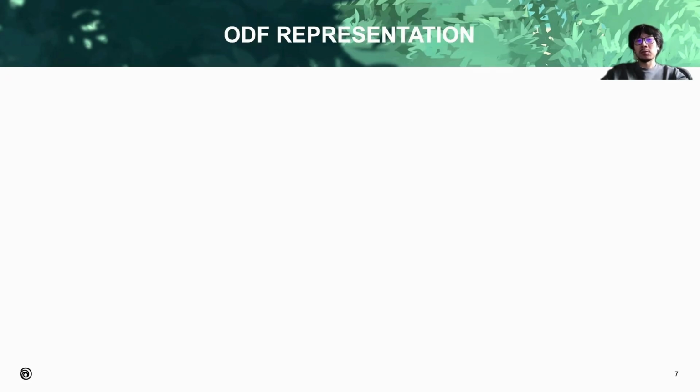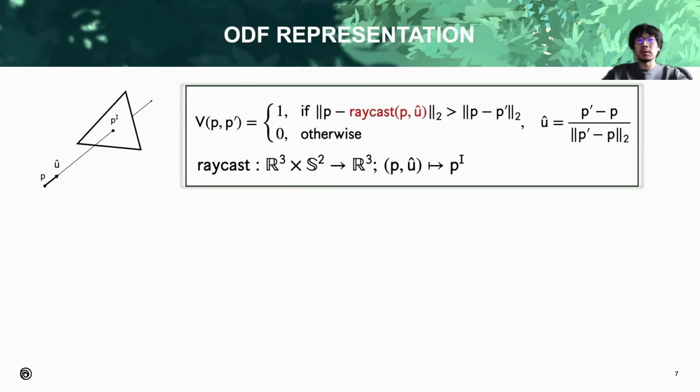Our key idea is to replace the traditional recasting with ODF evaluation. In the case of recasting, visibility is computed by comparing two distances. One distance is between the source point P and the intersection point Pi. The other distance is the Euclidean distance between the source point P and the target point P prime.